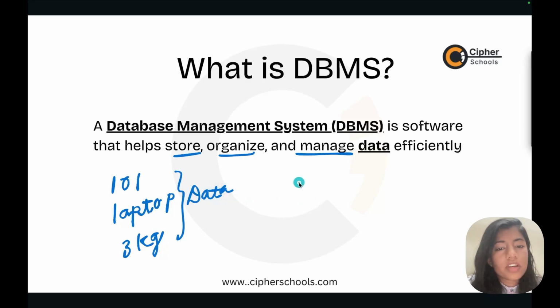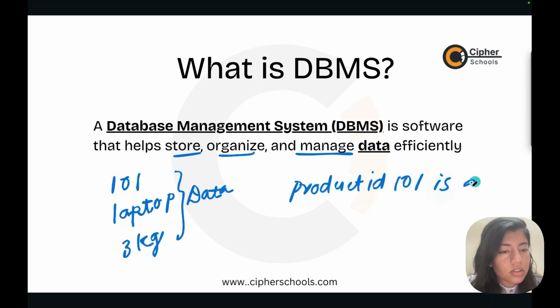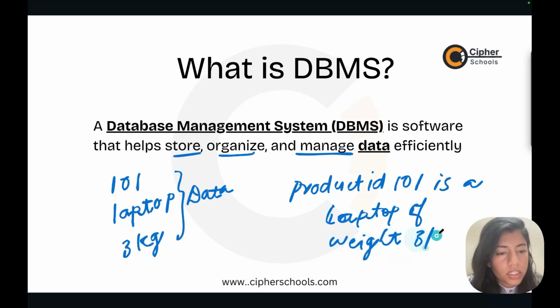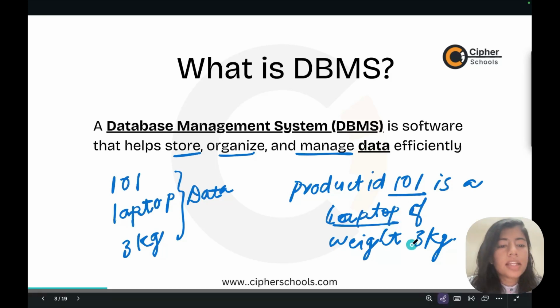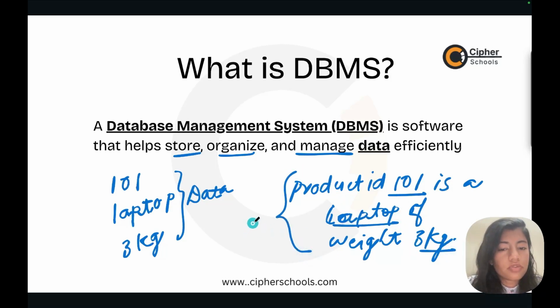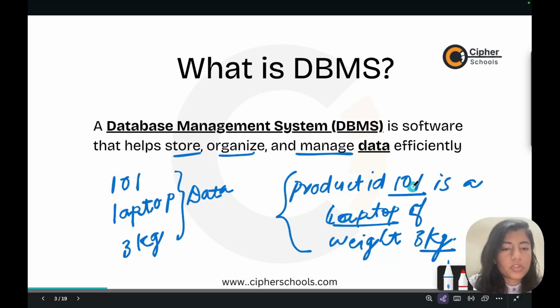Now, if I come to you and say product ID 101 is a laptop of weight 3 kg, this is a very meaningful statement for you. You're able to understand that there is a particular product which has an ID of 101, is a laptop, and has a weight of 3 kg. This sensible piece of information is called information.